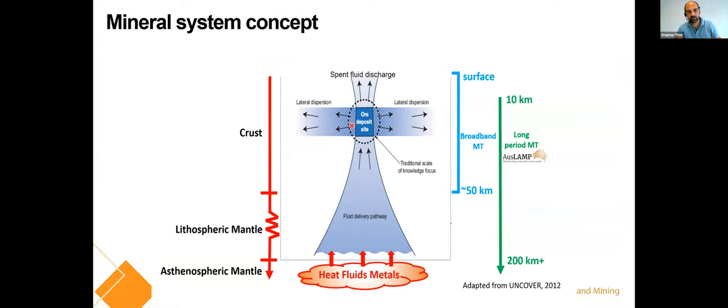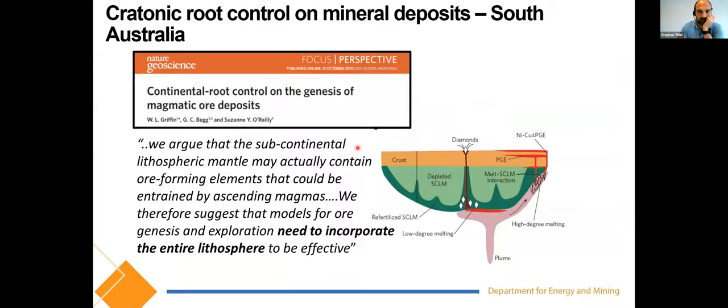So we have the ore deposit site itself, but what we're really after is the fluid pathway, with some of the heat driving the fluids and metals and magma coming up to the surface and leading to the ultimate emplacement. And this also ties in with the idea that some of these magmatic ore deposits have continental root control. I just really want to look at this image, even though it is drawn for nickel copper PGE deposits.